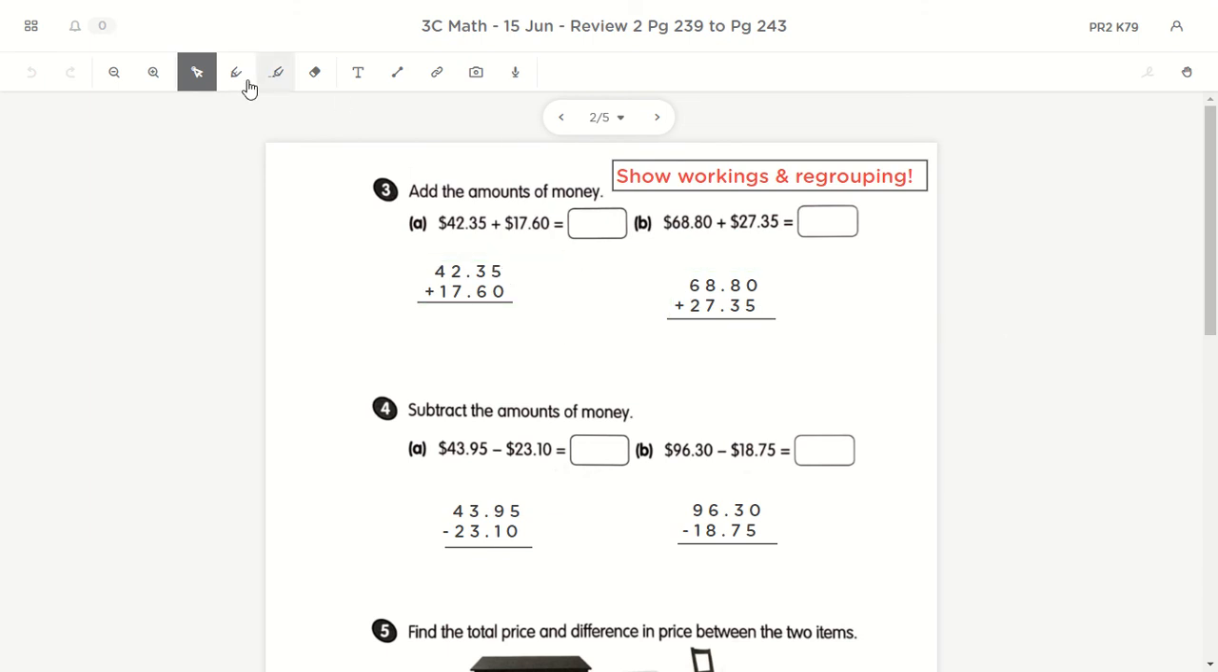So 5 plus 0 give you 5. 3 plus 6 give you 9. Remember the decimal point. 9 plus 2, 2 plus 7, 9. 5 plus 1, 4. So it's actually $59.95.